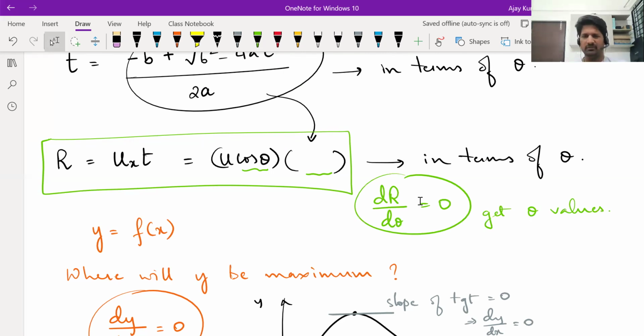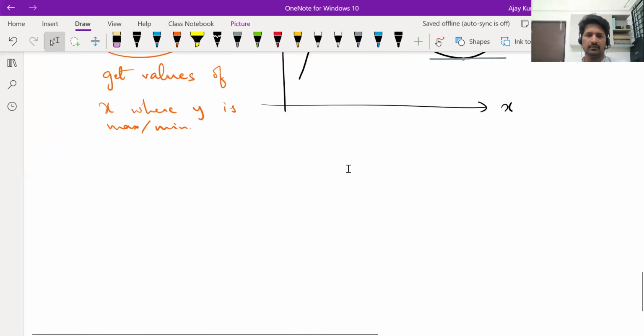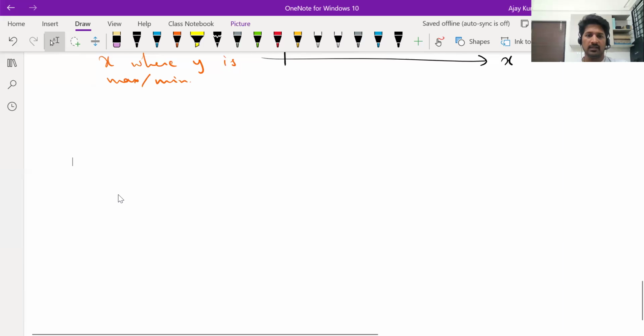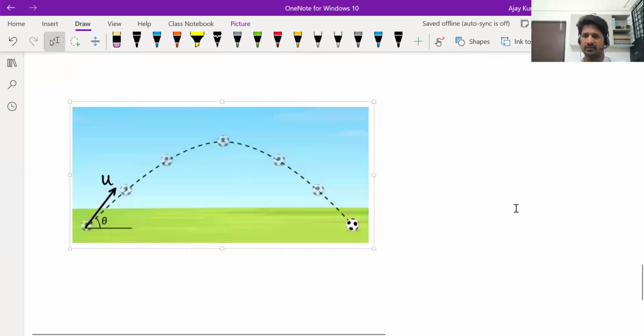Okay, it's going to be very lengthy. I'll give you the steps in the worksheet. You solve it once. But let us apply this approach to this case, ground to ground projectile. Based on the sine 2 theta function, we could tell that range will be maximum when theta is 45 degrees. Let's apply calculus now.